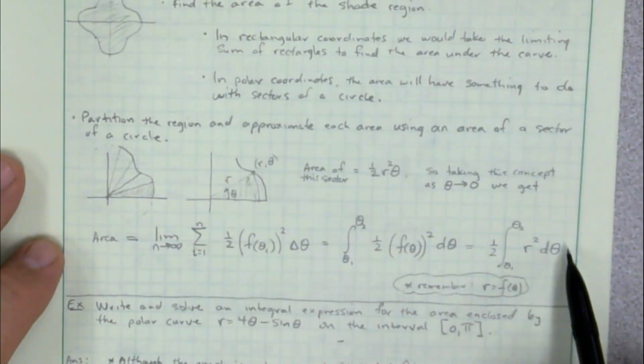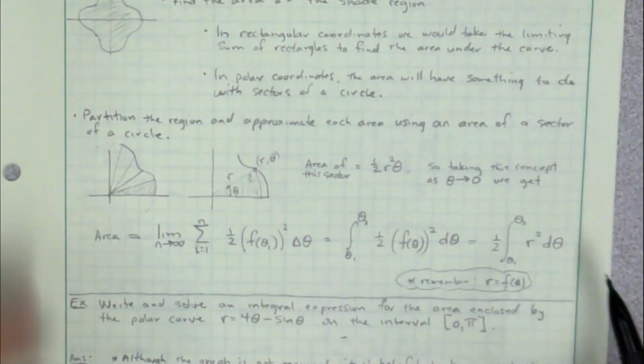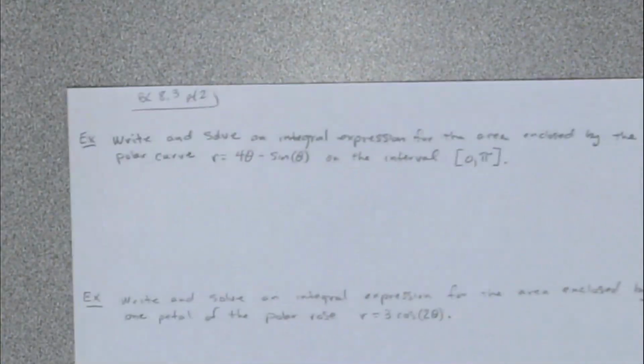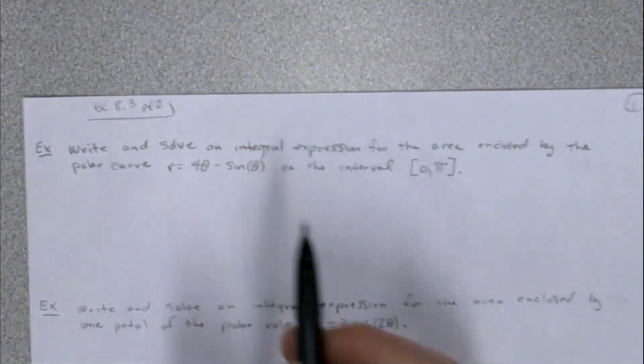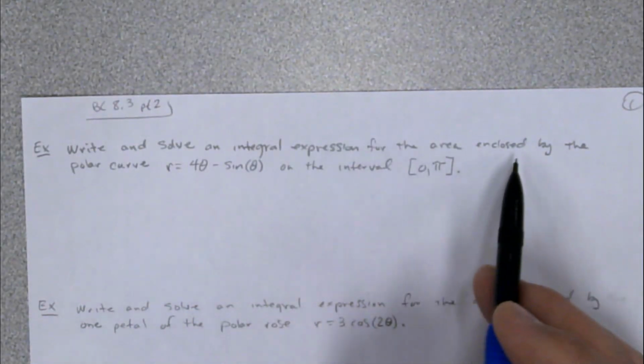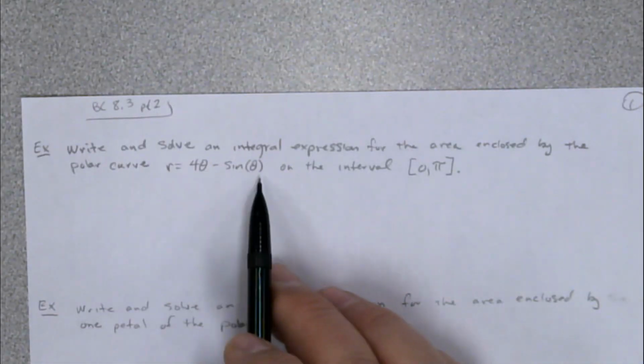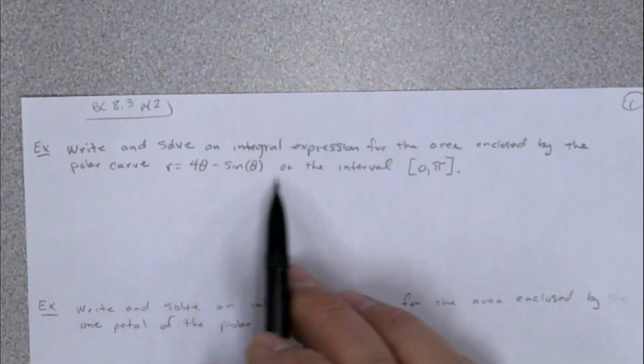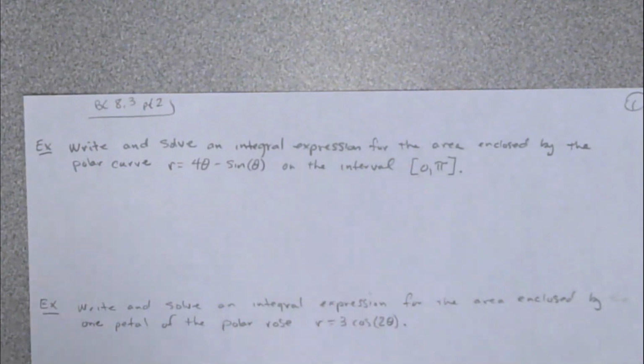This is what you want to remember right here. And so here we go. Let's go do some problems. Starting with this one right here: write and solve an integral expression for the area enclosed by the polar curve r equals 4 theta minus sine of theta, on the interval from 0 to pi.